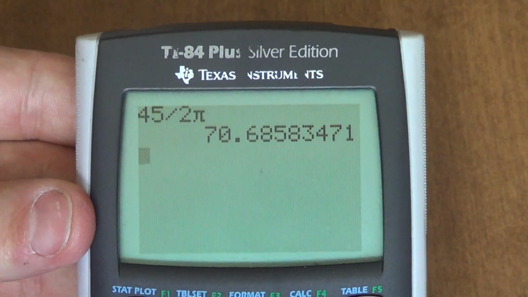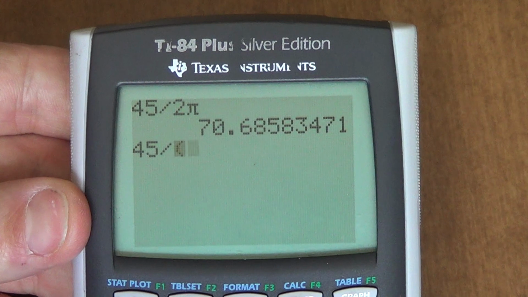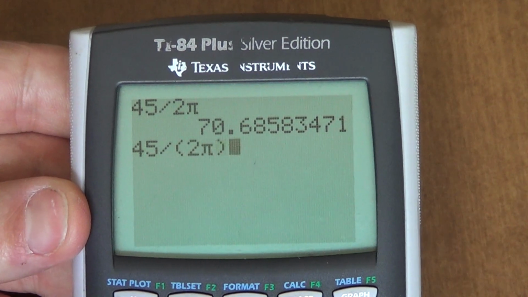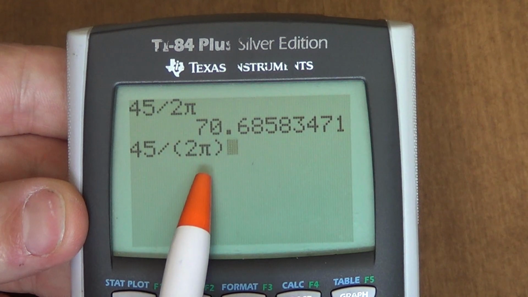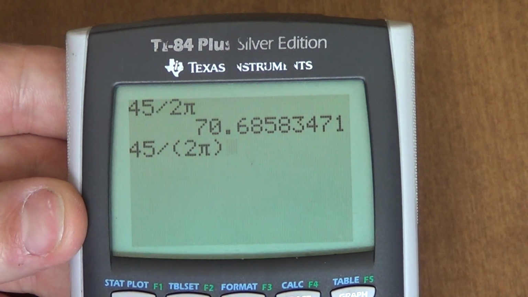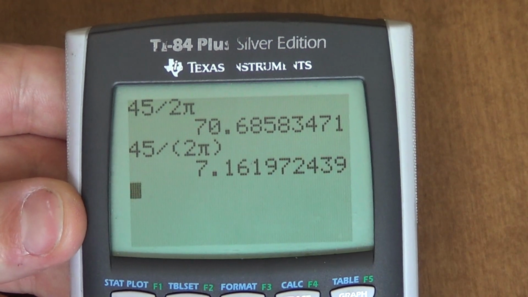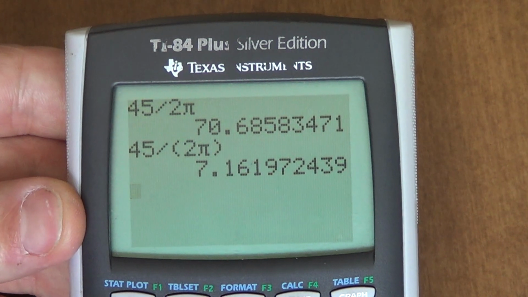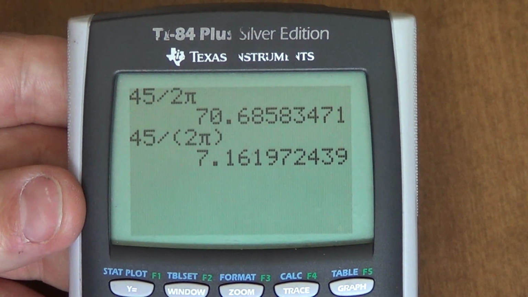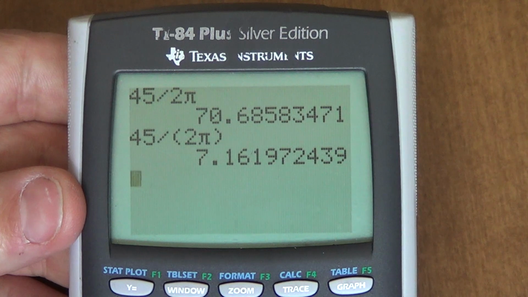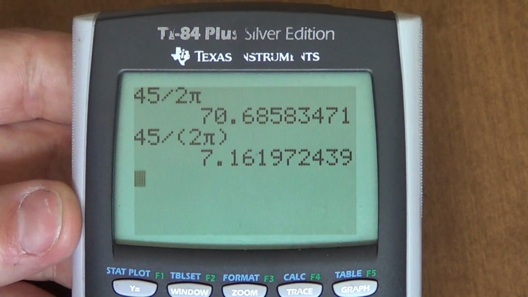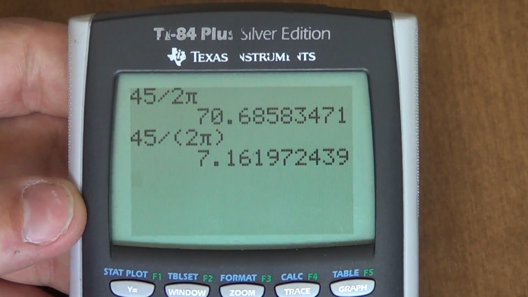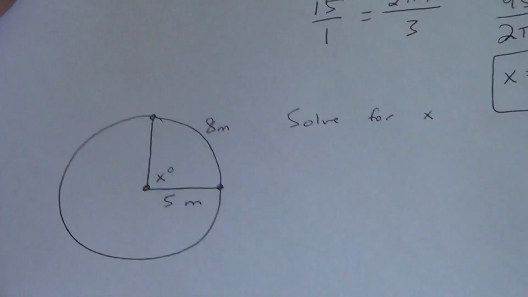Okay, so how are we going to do that? We're going to use parentheses. 45 divided by parentheses 2 pi. Now I'm telling my calculator to do inside the parentheses first. Then do the division. Much different answer. 7.16. Okay, so make sure if you do have pi in your denominator that you use parentheses correctly if I ask you to go to a decimal. And if not, just leave it in the denominator and that's fine. Okay? All right, let's do this one.